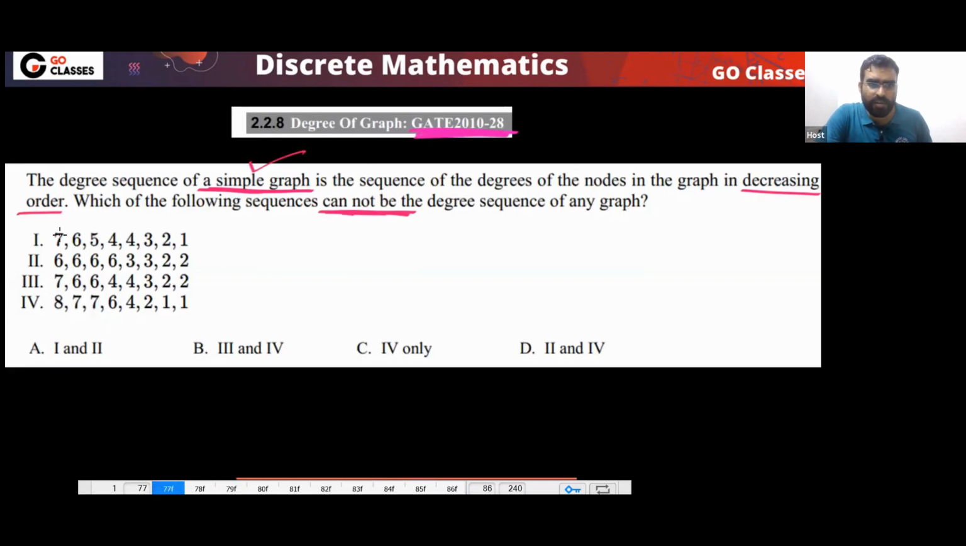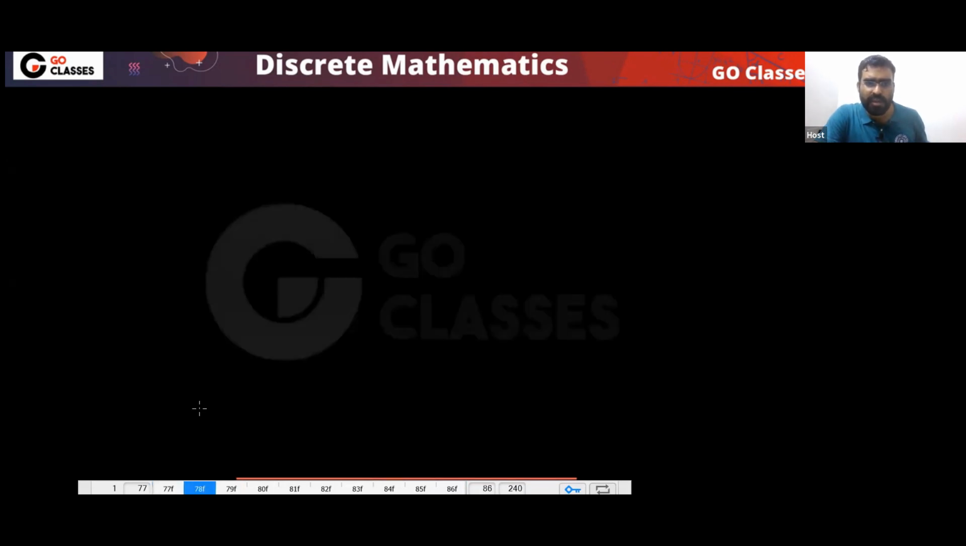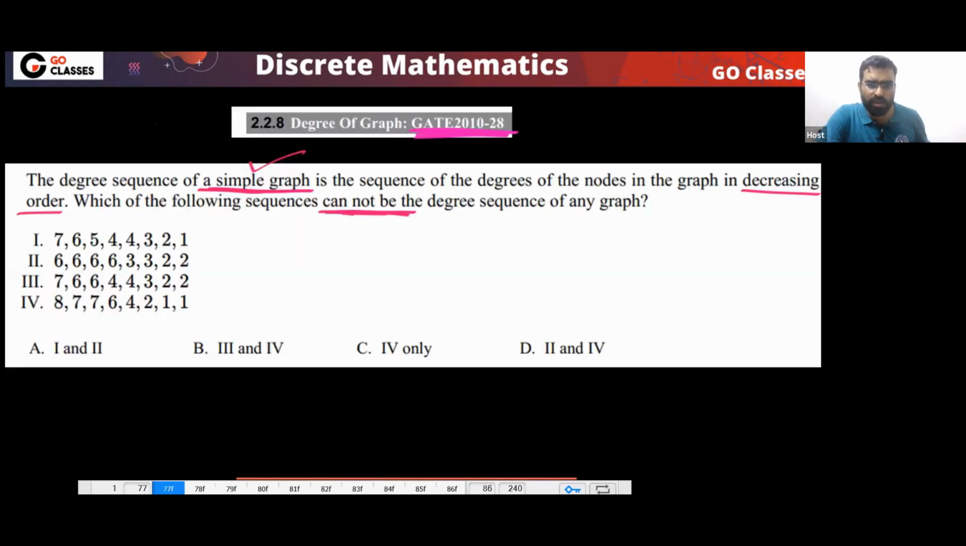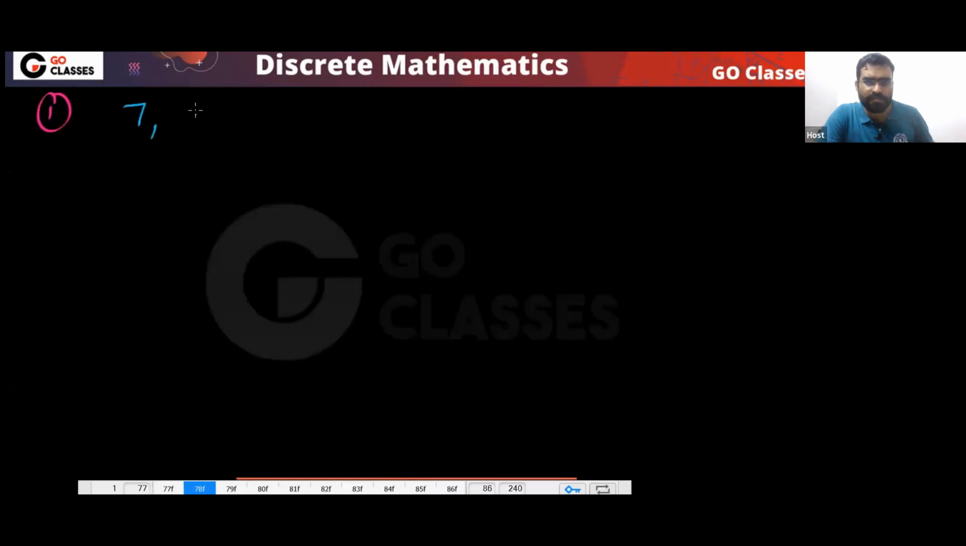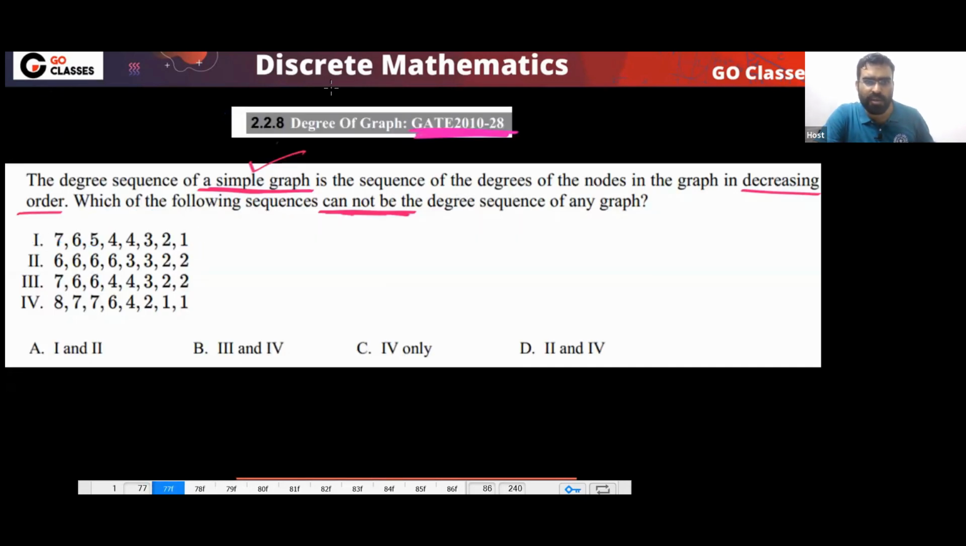Let's see option number 1. How many odd degree vertices are in option number 1? 4. Okay, so let me check option number 1. You can do the remaining. The sequence is 7, 6, 5, 4, 4, 3, 2, 1. I am doing option number 1. You can do option number 2. Abhipsa, you do option number 2. Akash, do option number 3. And Yuvraj, do option number 4. Okay, let's get the answer.